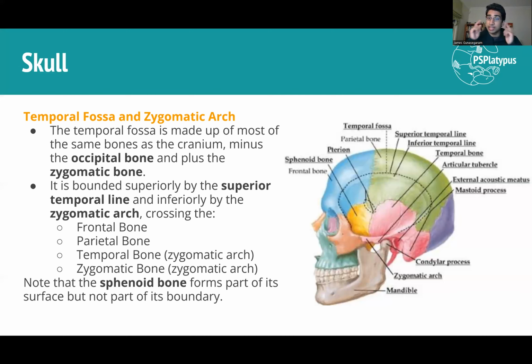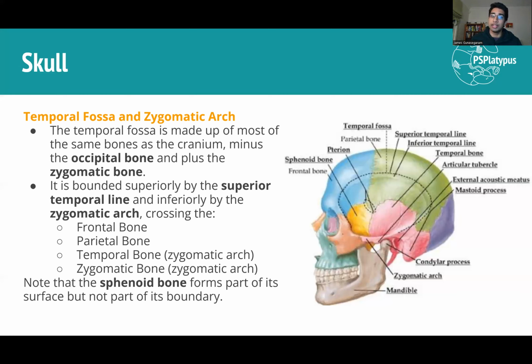But then we also get a process over there called the articular tubercle, which comes out and joins the zygomatic bone, the one at the front over here, and goes back. They form the zygomatic arch together.